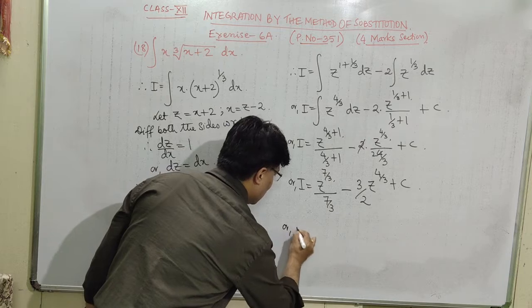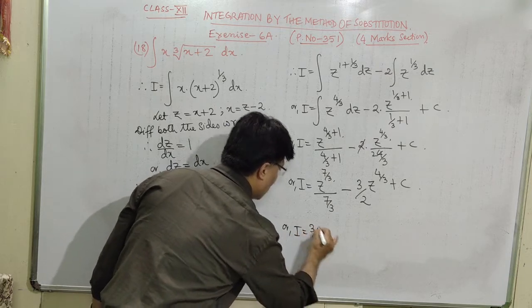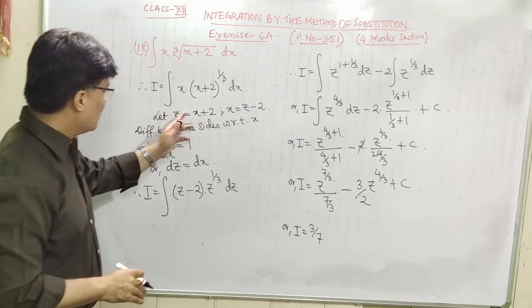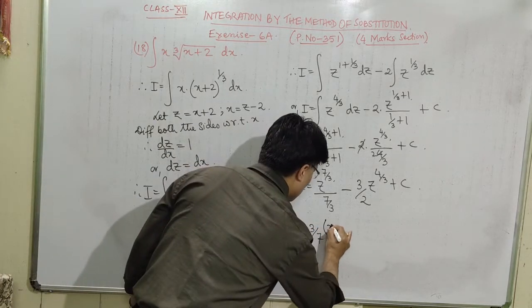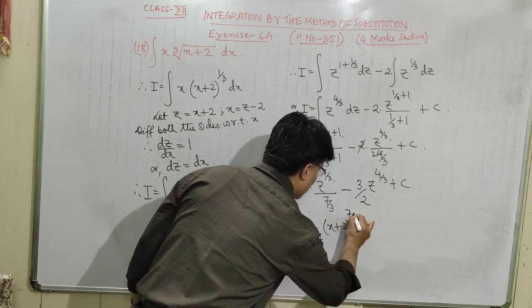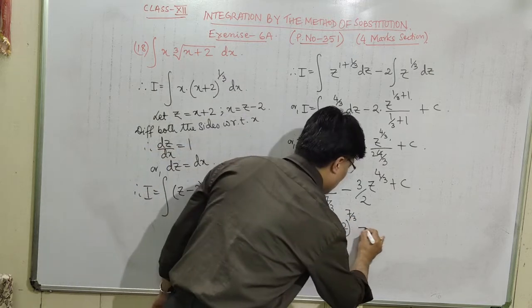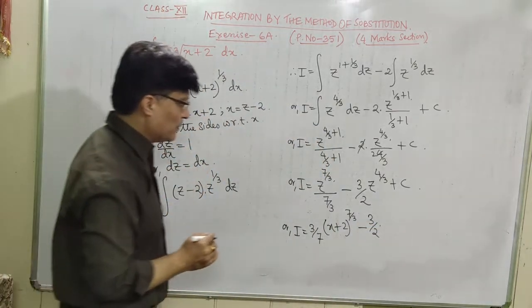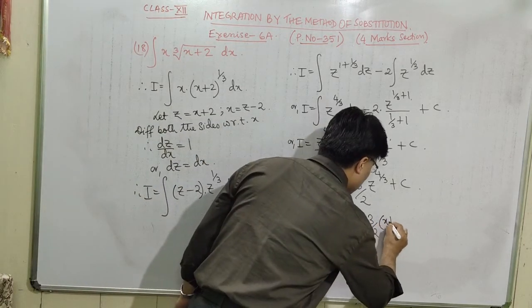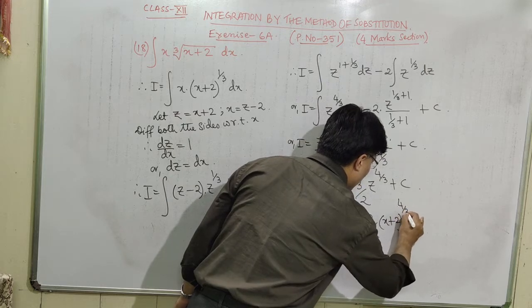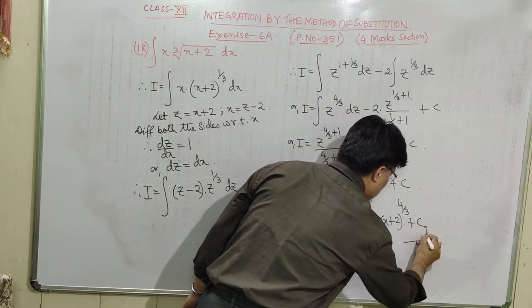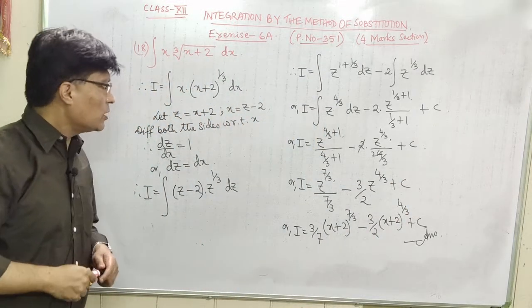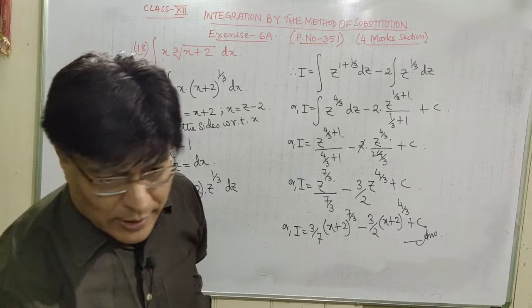Or I is equal to, when this 7 by 3 goes up in the numerator, it becomes 3 by 7. What is the value for z? It is x plus 2. It is x plus 2 whole to the power 7 by 3 minus 3 by 2 into, what is z again? It is x plus 2. So it is x plus 2 whole to the power 4 by 3 plus c. So this is the final answer. So you can copy it. We'll do the next question now.